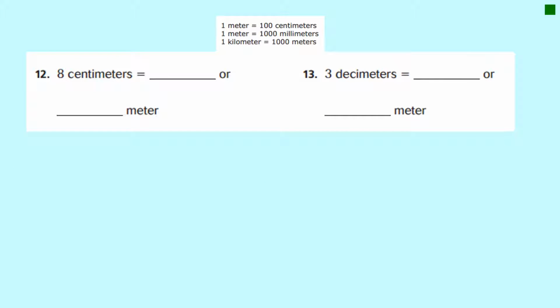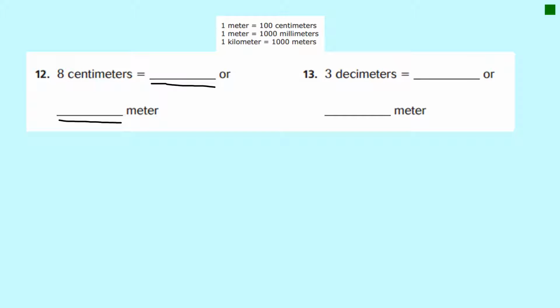All right, here we go. Number 12. 8 centimeters equals blank or blank meter. Okay, guess what? I got to read the directions on this one, right? What? That's what I'm saying. It says in the directions, describe the length in meters. Write your answer as a fraction and a decimal. Okay, so 8 centimeters, we're going to write it first as a fraction, then as a decimal.